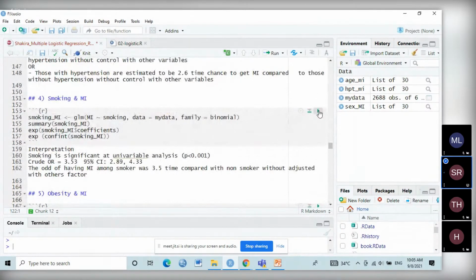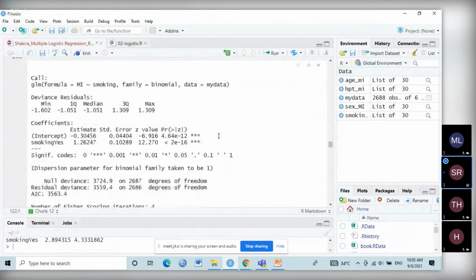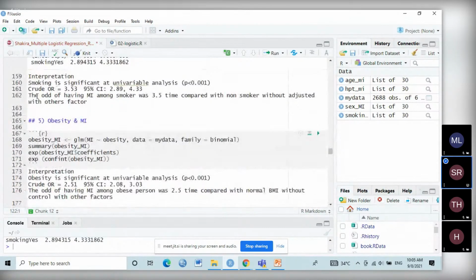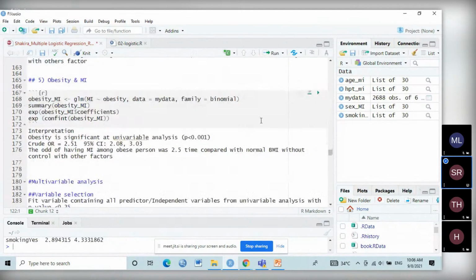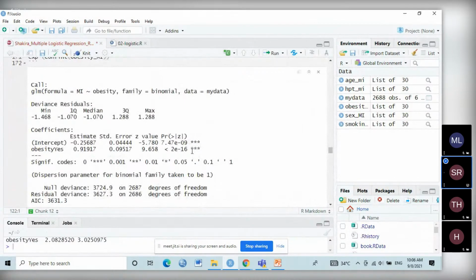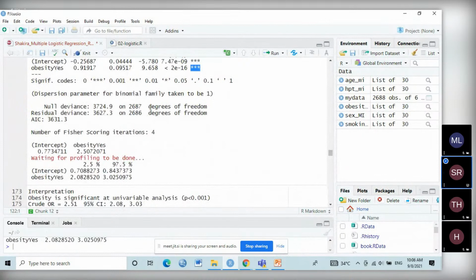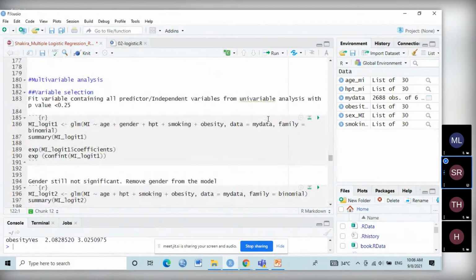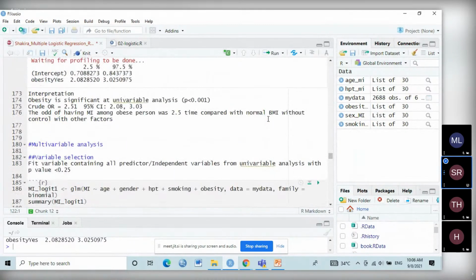And then next, smoking and MI. So dapat juga significant punya result, and dia punya odd ratio adalah 3.5. Okay, lagi tinggi daripada hypertension. So kita boleh interpret the odd of having MI among smoker was 3.5 compared to non-smoker. Okay, next, obesity. Okay, obesity also significant. And then dia punya odd ratio adalah 2.507. We can interpret the odd of having MI among obese person is 2.5 times compared to normal weight. Okay, so daripada 5 variable, only one variable not significant, which is gender.